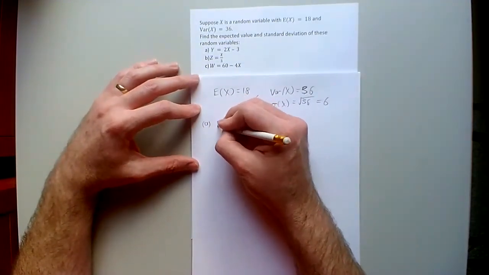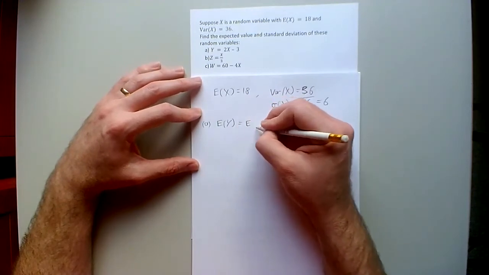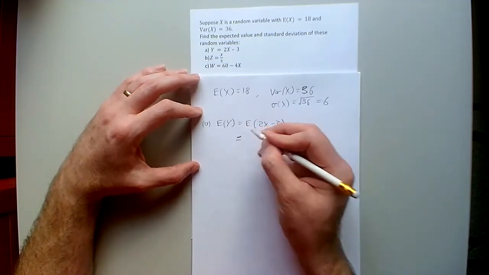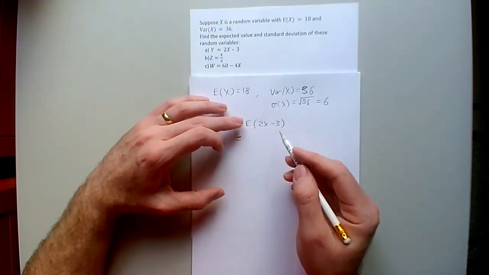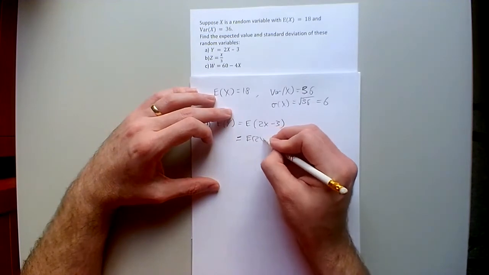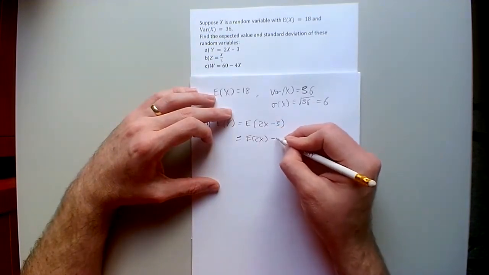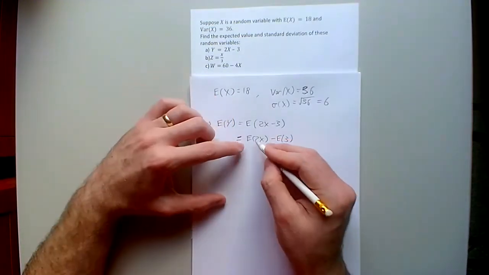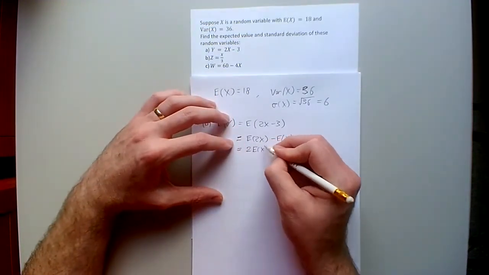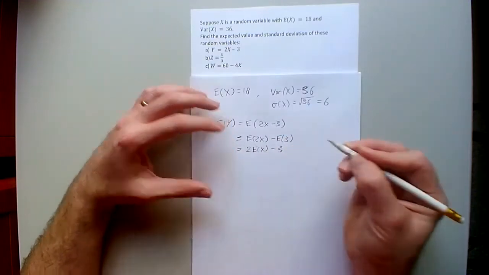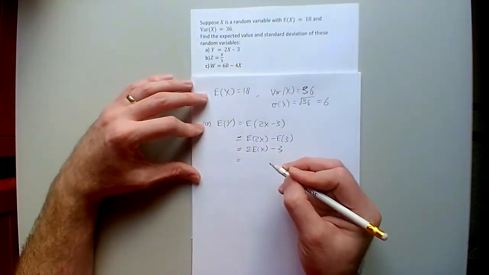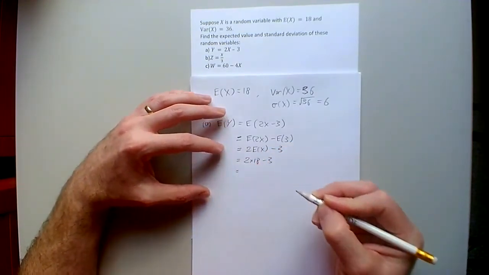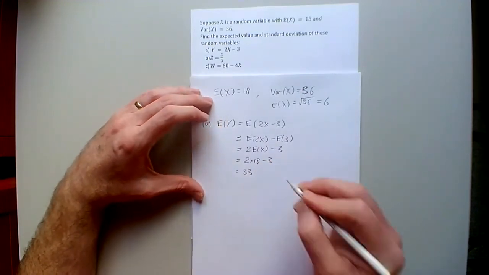The expected value of y is the expected value of 2x minus 3. And the rules for expected values are that you can do addition separately. And so I can go 2x and then minus the expected value of 3. And then the constants can come out. So 2 times the expected value of x, and the expected value of a constant is a constant. And then the expected value of x was 18. So 2 times 18 would be 36, so I get 33. Okay, cool.